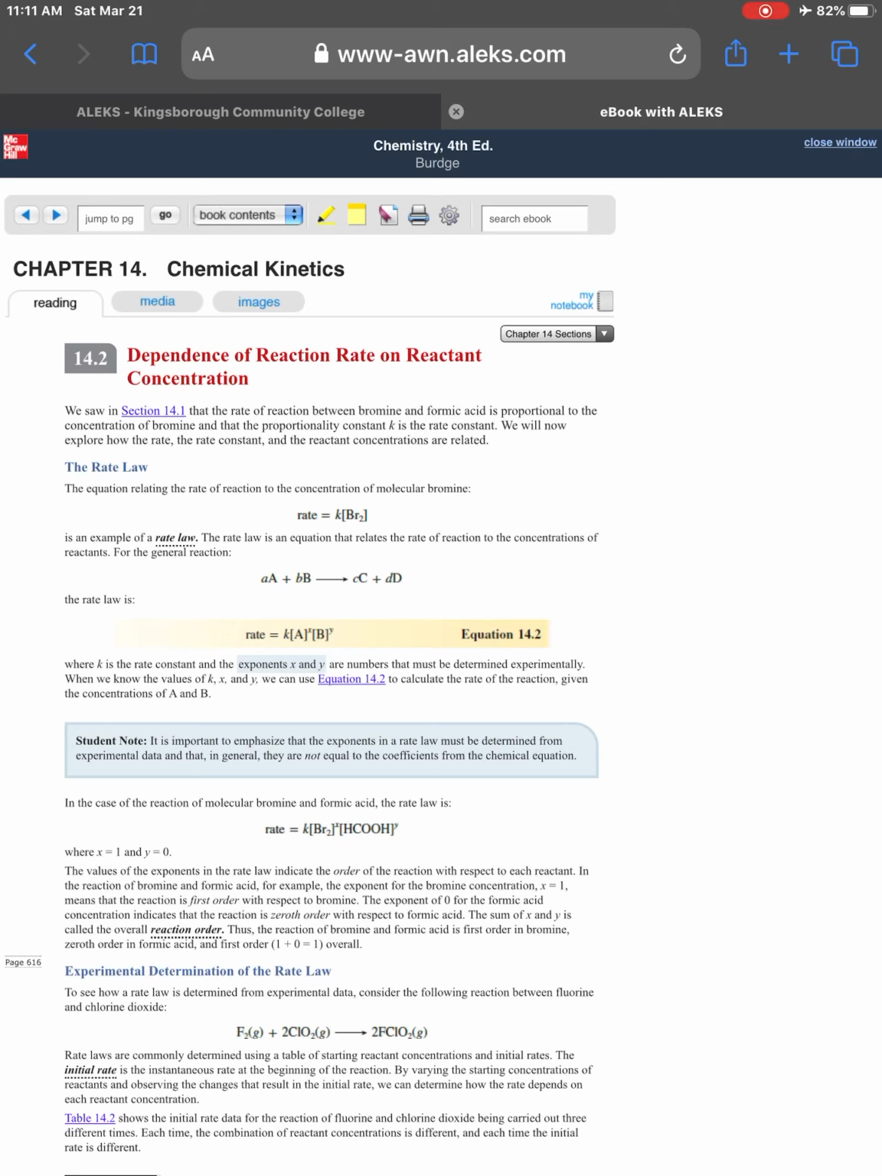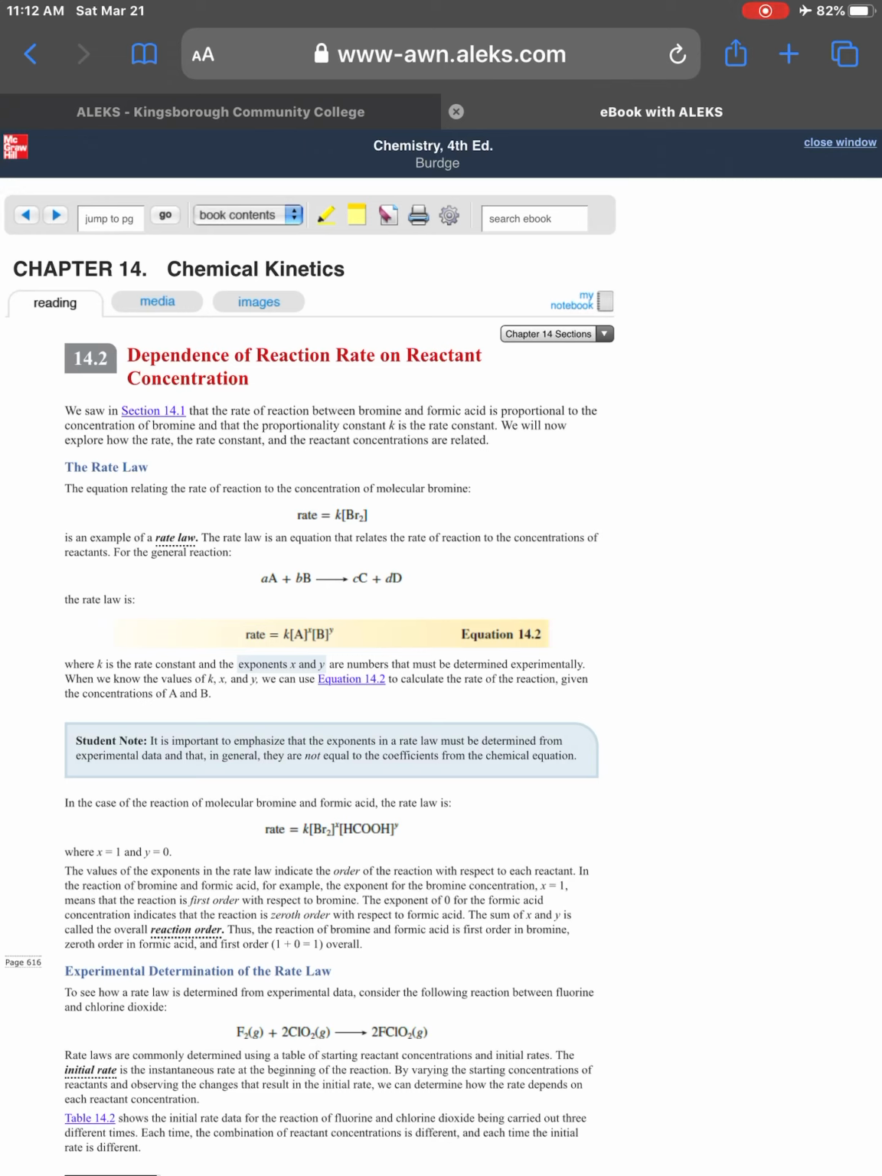Student note: it is important to emphasize that the exponents in a rate law must be determined from experimental data, and that in general, they are not equal to the coefficients of the chemical equation. In other words, if lowercase a is a 2, that doesn't mean that x is a 2. Or if lowercase b is a 1, that doesn't mean that y is a 1. It could be, it's possible, but we have to determine x and y experimentally, not from the balanced equation.